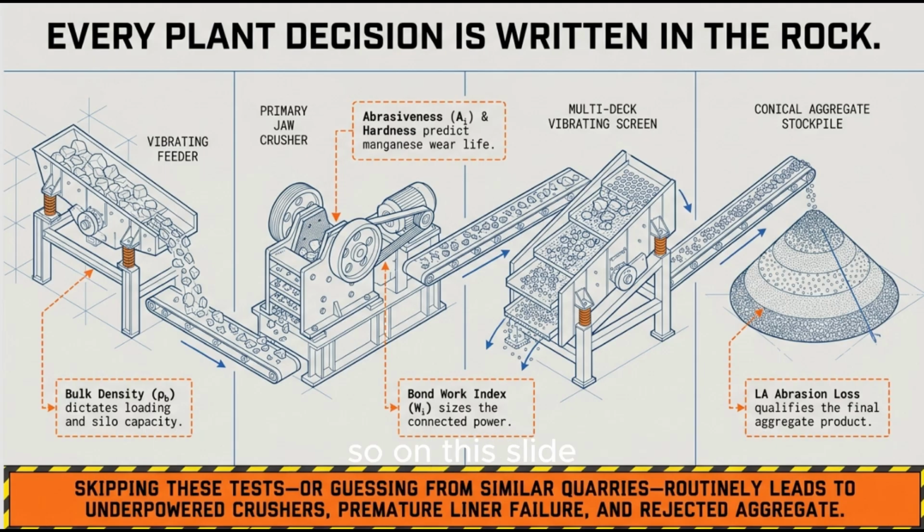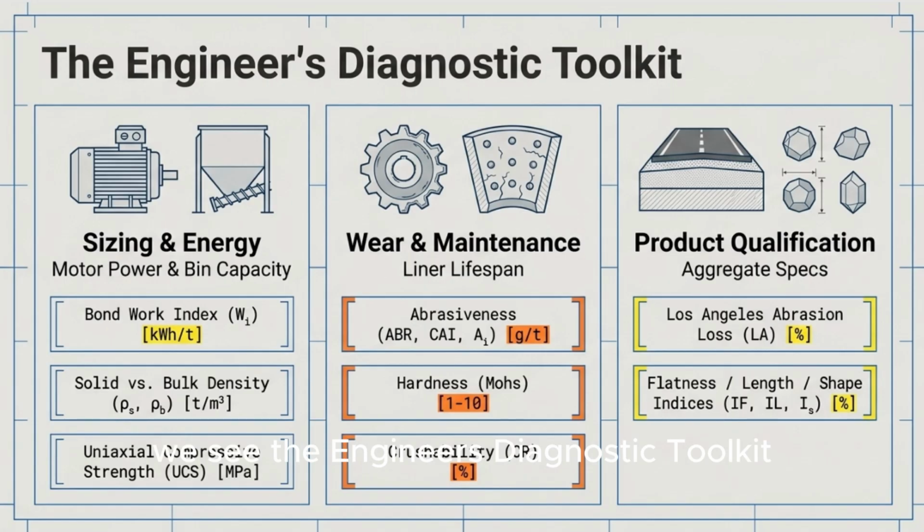Guessing rather than testing these 8 physical properties routinely leads to those underpowered crushers and premature failures you just mentioned. Yeah, totally. So on this slide, we see the engineer's diagnostic toolkit. It introduces these 3 critical buckets, which are sizing and energy, wear and maintenance, and product qualification. Exactly. You have to nail all 3 of those buckets to succeed.